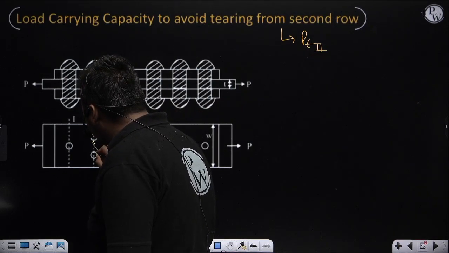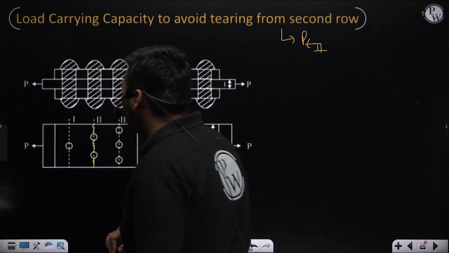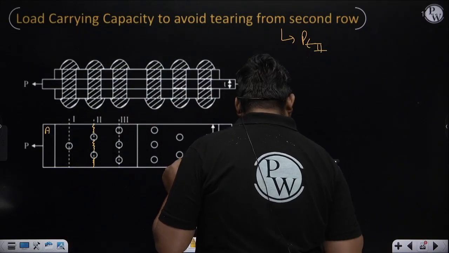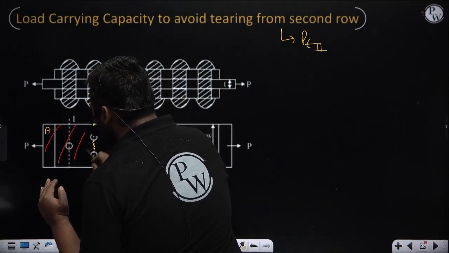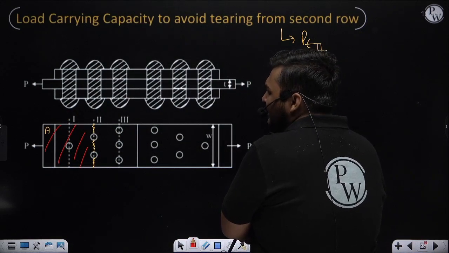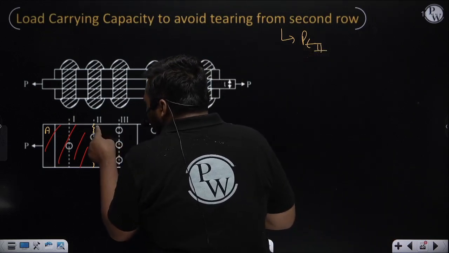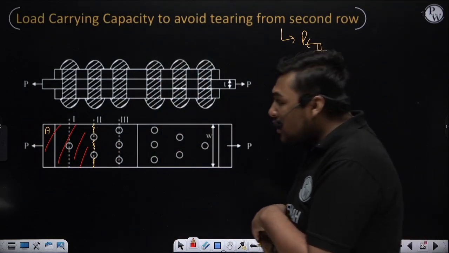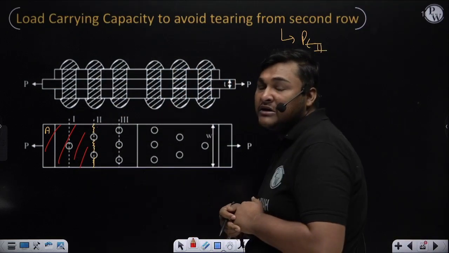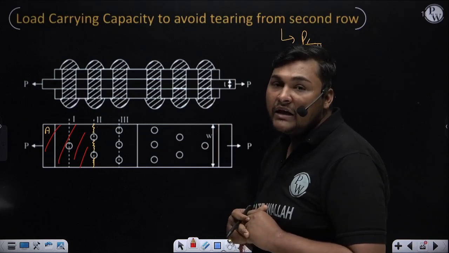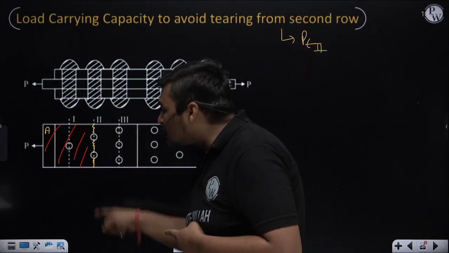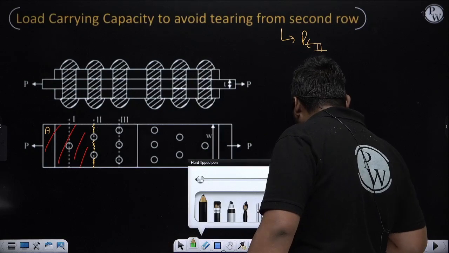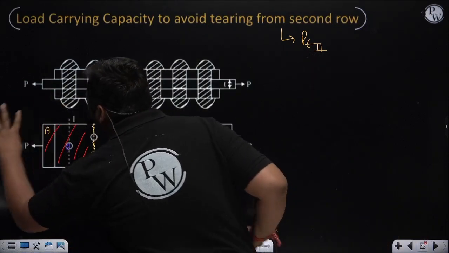Suppose this plate is getting torn from this plane, that is, from the second row. We are taking plate A. On this side of plate A, if I shade this region, you can see that even if the plate tears from this plane, this part of plate A will not separate from the entire section, because this rivet is not allowing this part of plate A to separate. It means the failure will occur from this row when tearing from this row occurs simultaneously with either crushing or shearing failure of the rivets on this side of plate A.